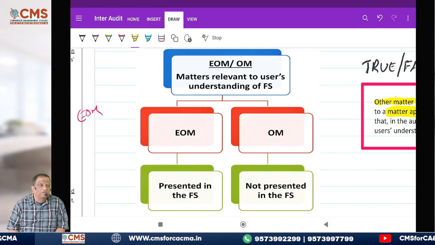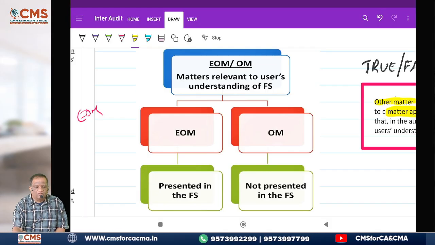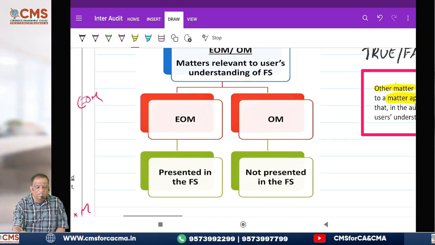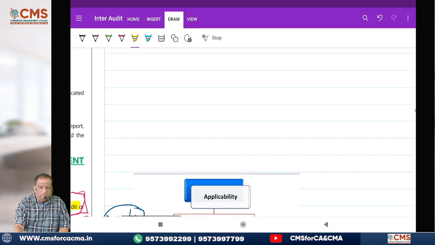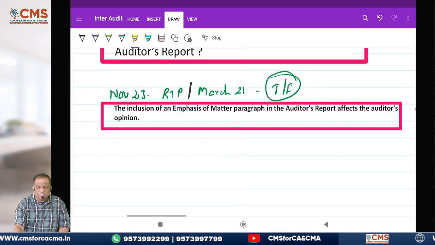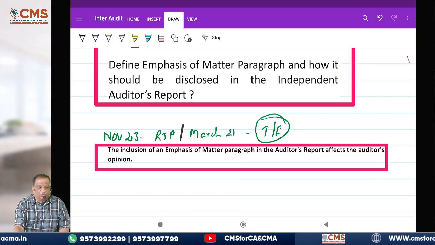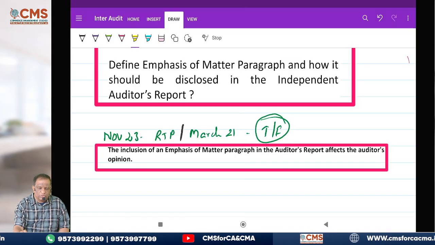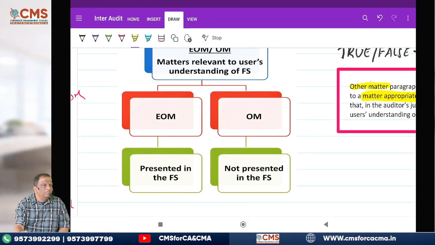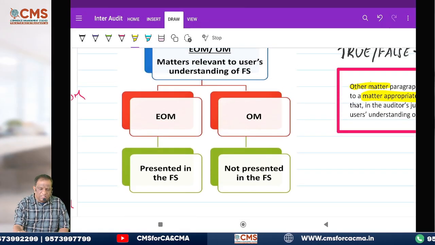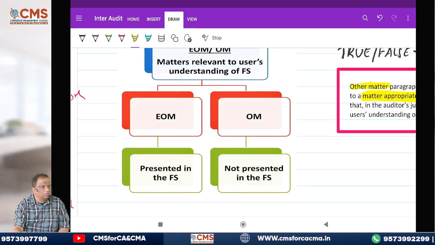So then we will call it an emphasis. If the matter is about something which is not already there in the financials, then we would be calling it an other matter paragraph. There are only two probable questions in this. One is, as you can see, he'll just say, randomly, define emphasis of matter paragraph and how it needs to be disclosed. So only two probable questions, very small standard. What is EOM and OM? And that is about this: other matters is other than presented, and EOM is about what is presented.